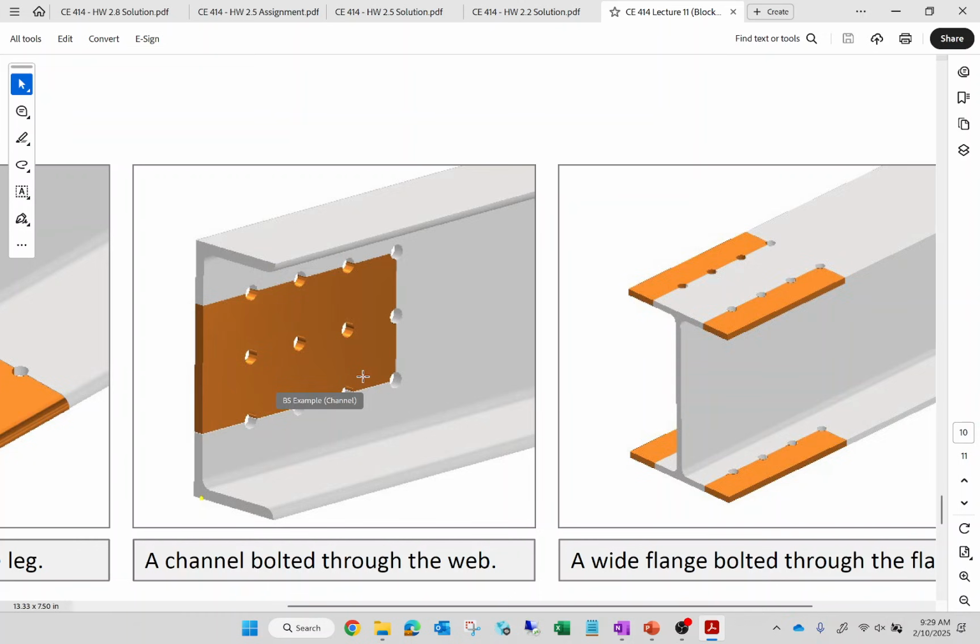That's not right. Times 2, because there's a shear path here and a shear path here. So the gross area in shear, if this length is 10 inches, is 20 inches times the thickness. So the net area in shear is the gross area in shear minus how many bolts? 7. 1, 2, 3, 4, 5, 6, a half and a half, 7.